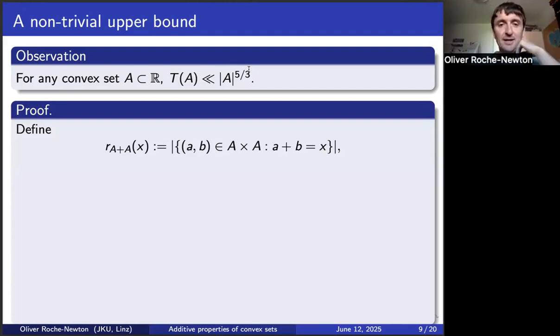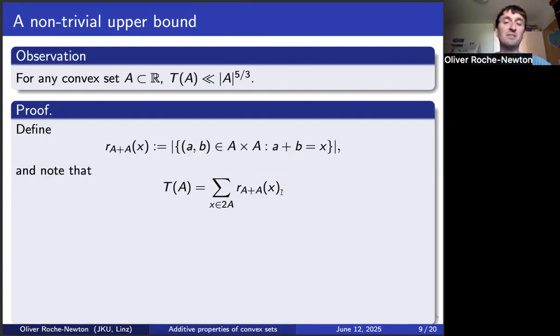We define this thing r_{A+A}(x). This is counting the number of representations of x as a sum in A plus A. So how many ways can we write x as a sum? We just note that this T(A) can be expressed as a sum of this representation function, r_{A+A}(x) summed over all x in 2·A. 2·A just means the dilate of A by 2. This is exactly the same thing as T(A), as we defined it on the previous slide.